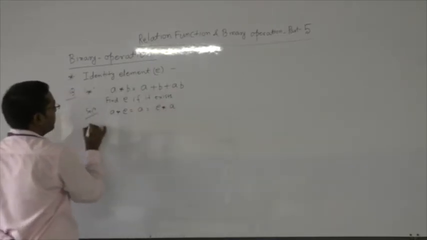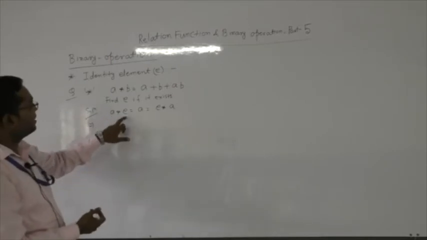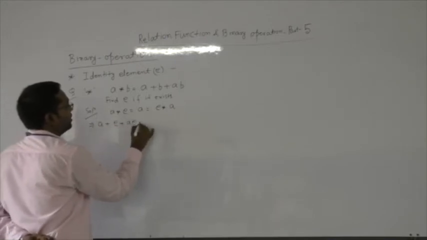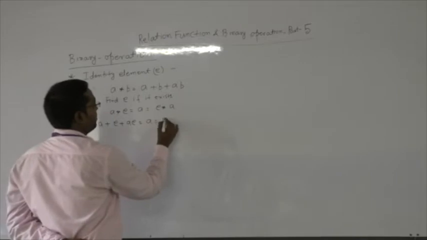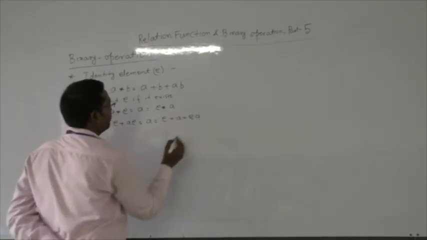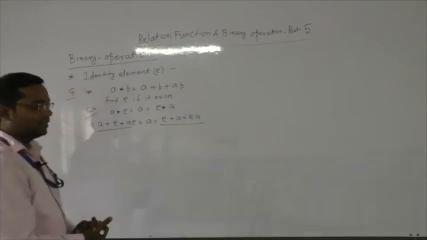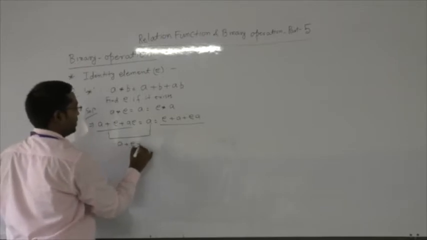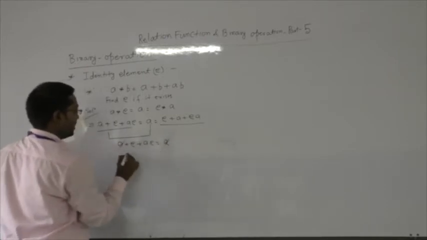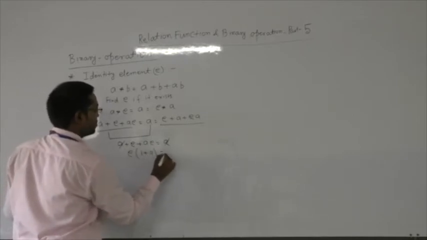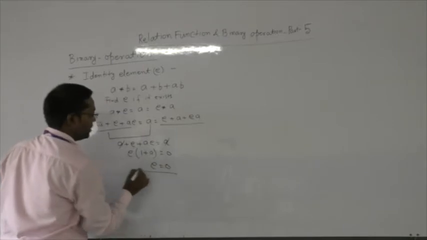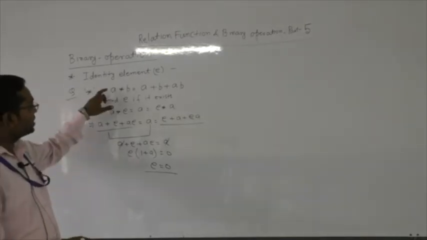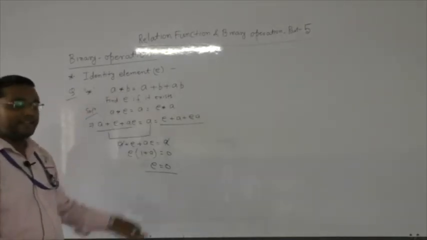We just have to do A star E equals E star A. Applying the operation here, we get A plus E plus AE on one side, and E plus A plus EA on the other. Now these two will always be equal, right? If you solve this, we get A plus E plus AE equals A, and A gets cancelled. Taking E common, E times (1 plus A) equals 0, so E equals 0. If E equals 0, this condition is fulfilled. Hence, with respect to the star operation here, E is our identity element.